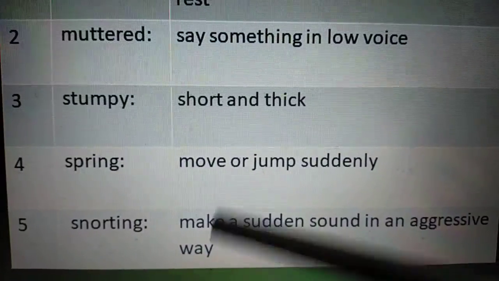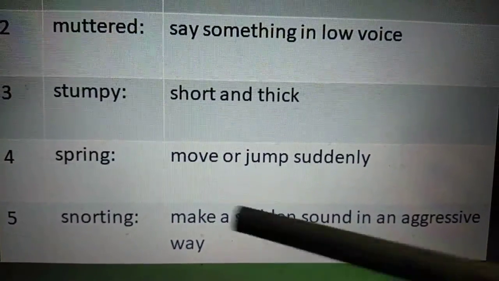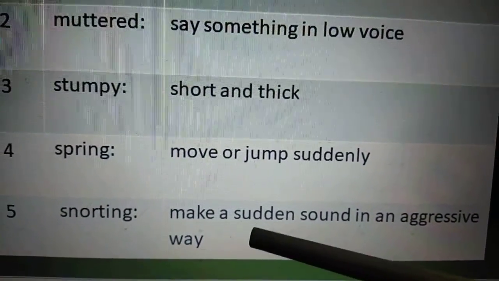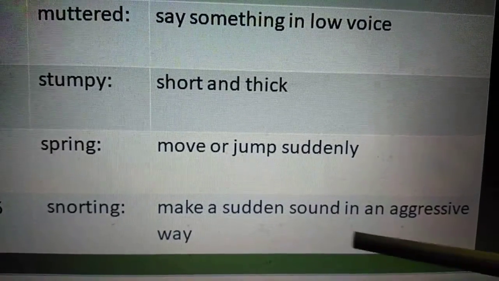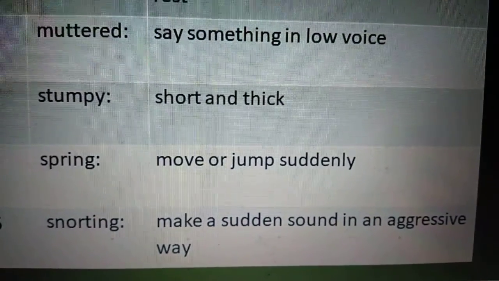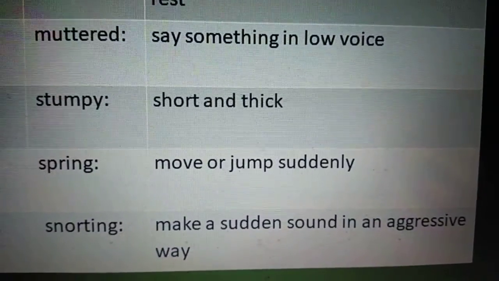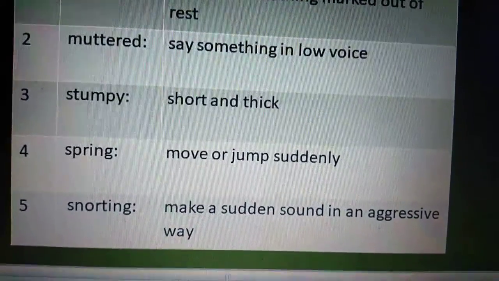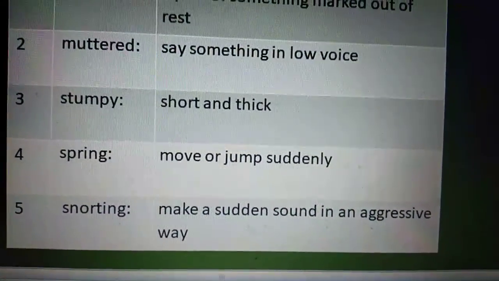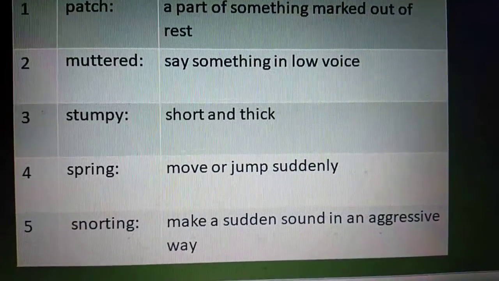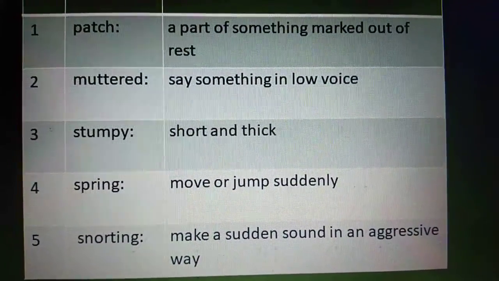Next word is spring. Move or jump suddenly. Snorting. Make a sound in an aggressive way. So how does a snorting sound? Listen to the voice. You can listen to this voice. This is called snorting. So what is the meaning of snorting? Make a sudden sound in an aggressive way. Now move to the next word.